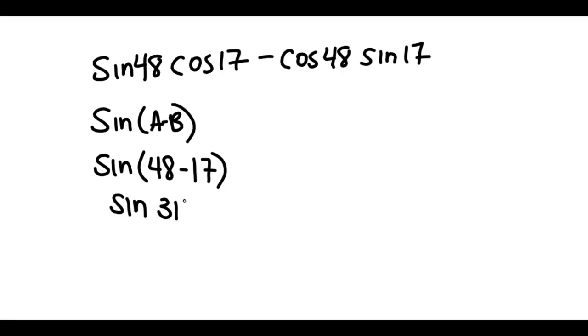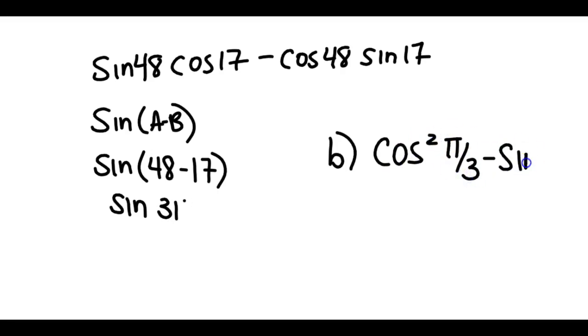Okay, so that wasn't too bad. Once you identify which one you use, right, then it's not too bad. Okay, so the next one, B says we have cos squared pi over 3 minus sine squared pi over 3. Okay, so which one of these does this look like? Any of the identities that we wrote out? It looks like cos 2A, because cos 2A is cos squared minus sine squared, right?